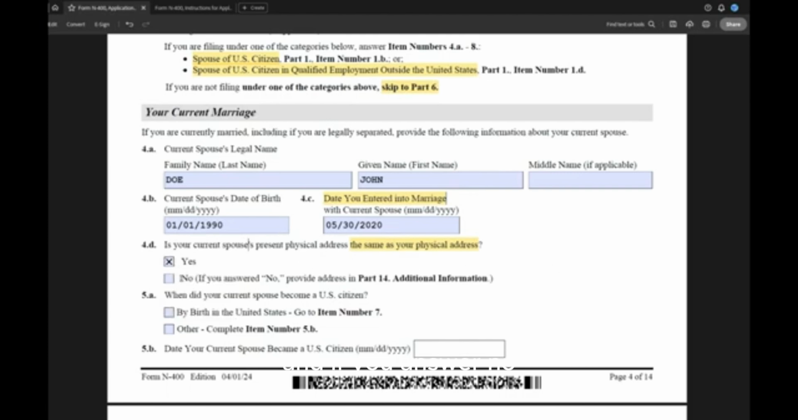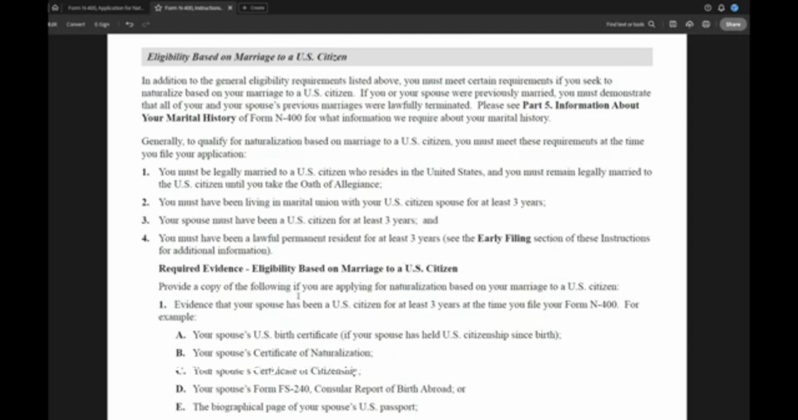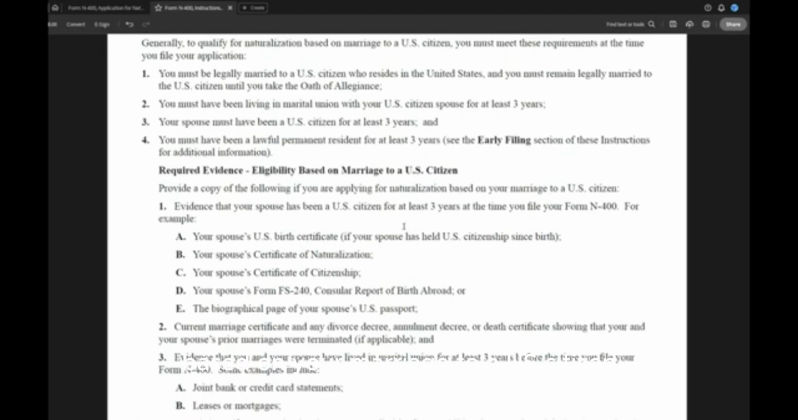And if you answer no, review the form instructions on page 12 because you may not be eligible to apply based on your marriage to a U.S. citizen if you have not been residing together for the past 3 years, because it is one of the requirements on the form instructions.